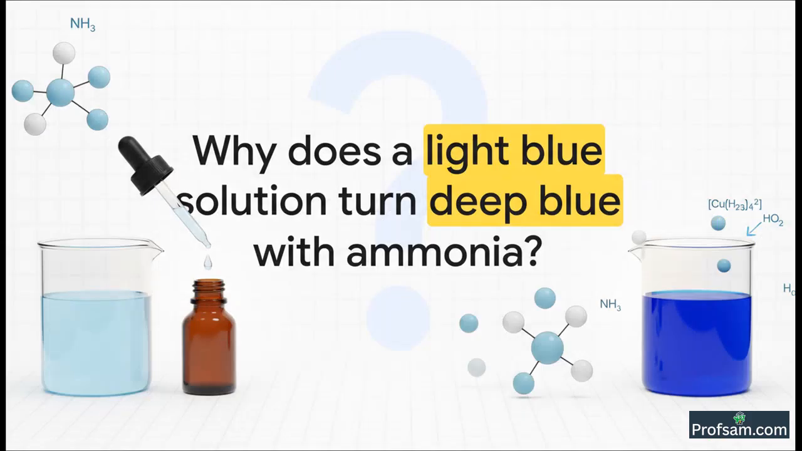So I'm sure you have seen this in your chemistry lab, right? You take a light blue copper sulfate solution, you add some ammonia to it, and poof, it turns into this beautiful deep royal blue color. But have you ever stopped to wonder why? What is actually happening at the molecular level to cause such a dramatic change?